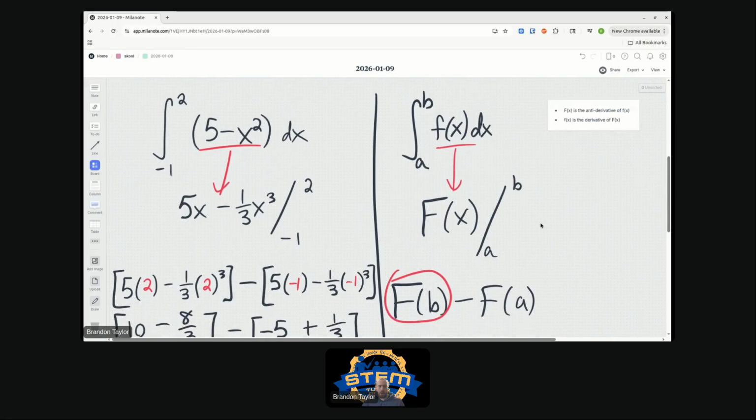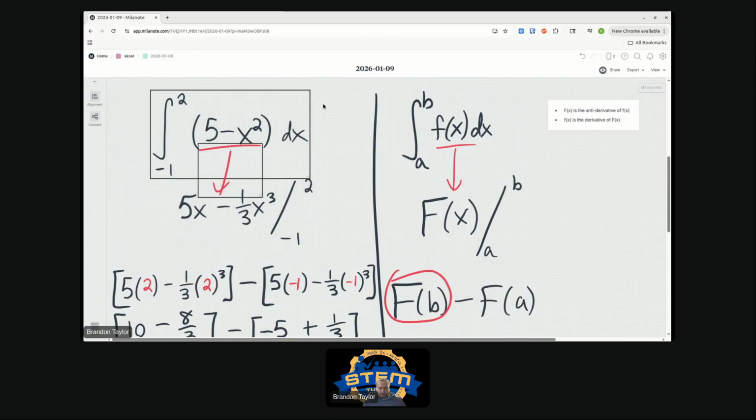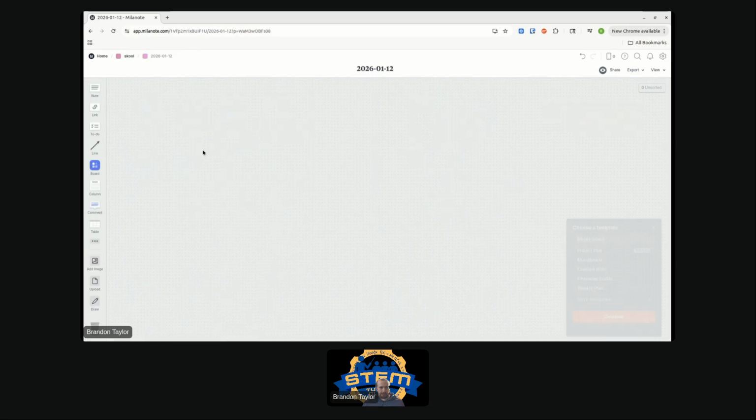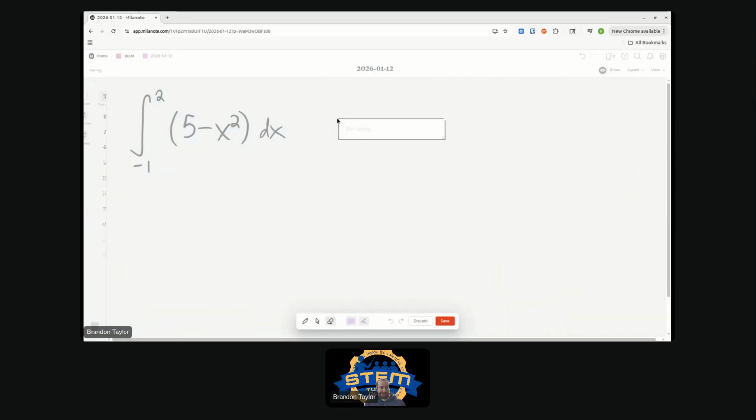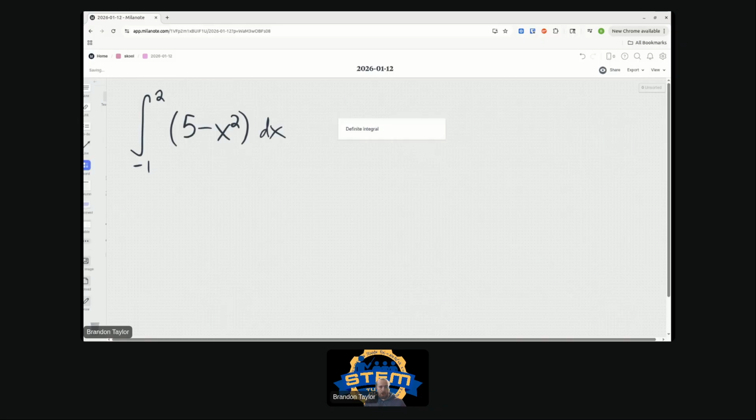Now we're going to dive into how to actually do these. Before we do that, I'm going to introduce something for today, a little bit of terminology. This is called a definite integral, as opposed to what we'll talk about in a second, an indefinite integral. So just for clarity, what do we mean by definite integral?